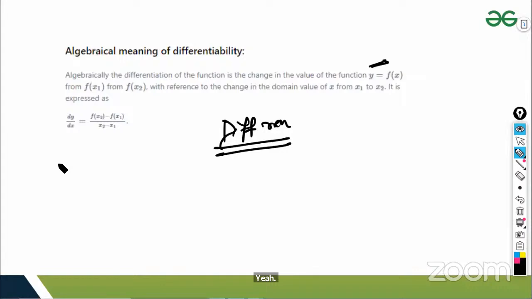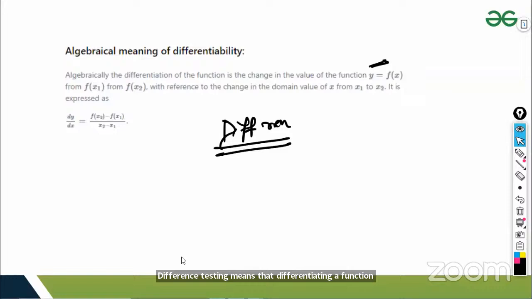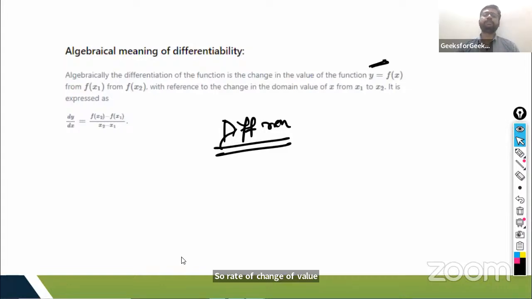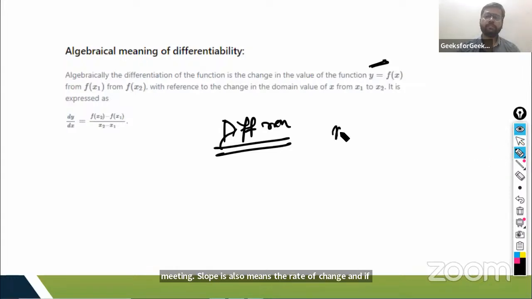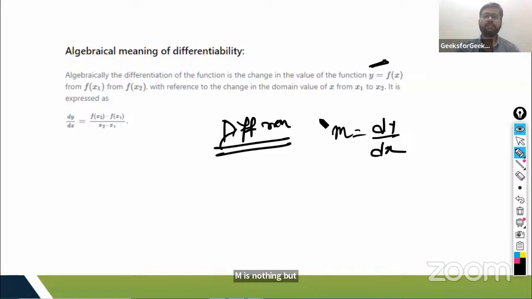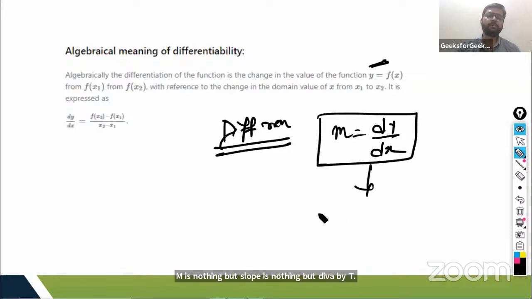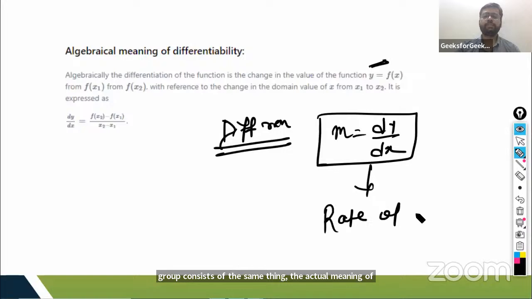Differentiation means differentiating a function in very small parts, where x tends to 0. Rate of change of value. Exactly. The most important thing is that differentiation is nothing but the rate of change. If you remember, differentiation and slope have identical meaning. Slope also means the rate of change, and m, the slope, is nothing but dy by dx. So they both consist of the same thing. The actual meaning of differentiation is rate of change.